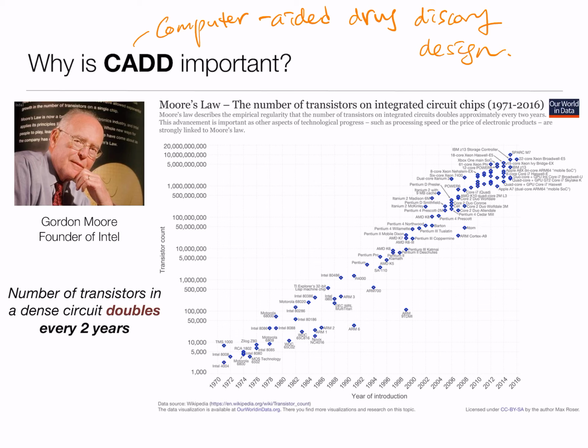Actually, in the computer hardware field, there's a law called Moore's law. It is named after Gordon Moore, the founder of Intel. Moore said the number of transistors in a dense circuit doubles every 2 years, which means that our CPUs become twice as dense every couple of years.